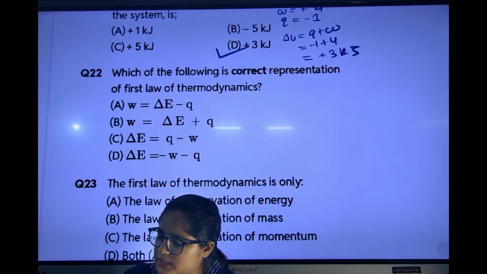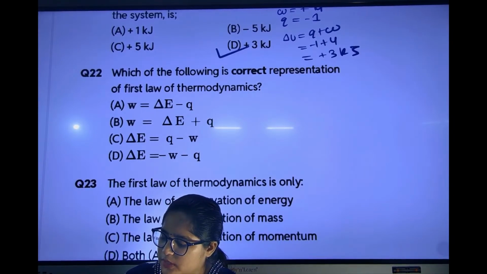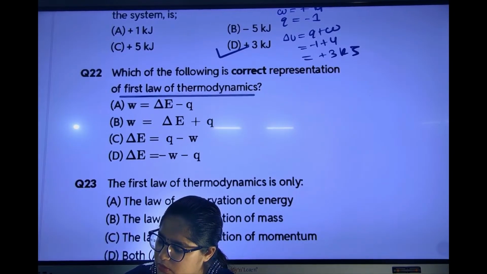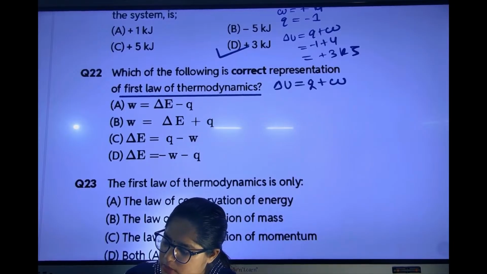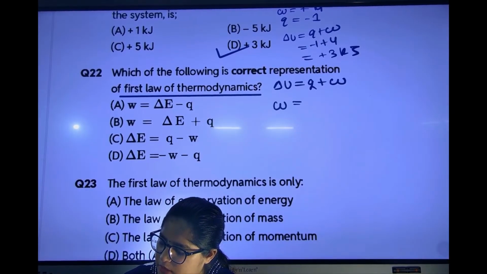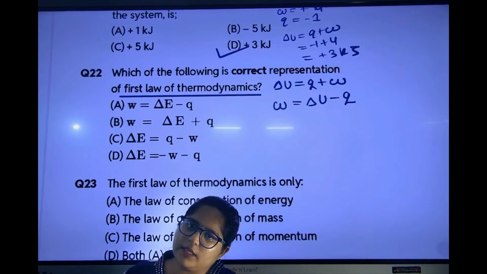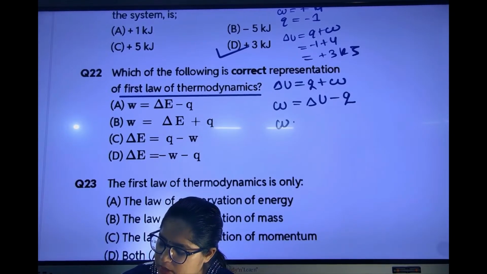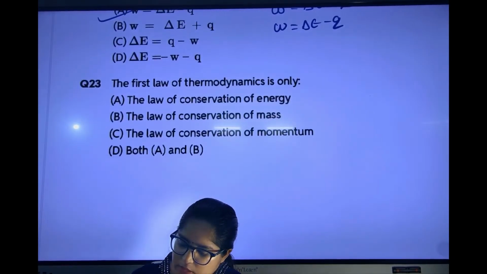Now let us see question number 22. Which of the following is the correct representation of first law of thermodynamics? So what is the first law of thermodynamics? Delta U is equal to Q plus W. So from here W will be equal to delta U minus Q. Here they have represented U as E, internal energy is sometimes represented as capital E also. So the option is W equal to delta E minus Q. Option number 1.